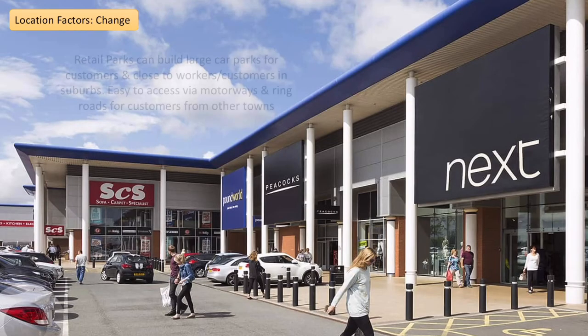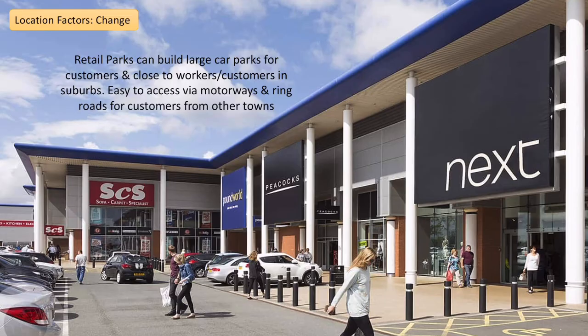Another example would be retail parks. Again, on those greenfield sites, there's lots of room to put lots of different shops under one roof so people can all go and access them. I can also build very large car parks for customers because most people are going to be commuting. It's close to the suburbs, so that means I've got workers but also potential customers, and people from outside of the town can access it because on that rural-urban fringe we have motorways and ring roads, and therefore I can get customers who can access it from other places.